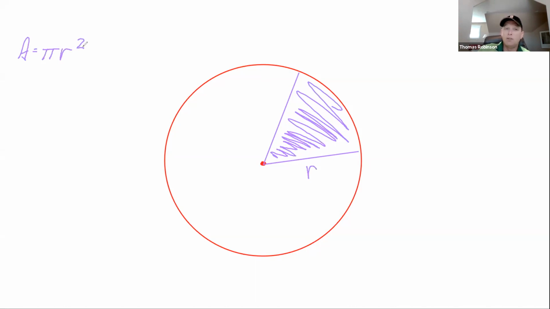You ready for the joke? Well, if you say pi r squared, pi aren't squared. Pi are round. They're not squared, they're round.